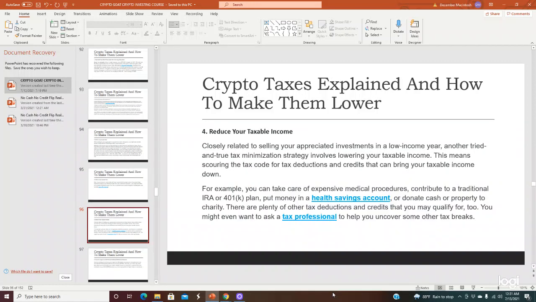So also, reduce your taxable income. Closely related to selling your appreciated investments in a low income year, another tried and true tax minimization strategy involves lowering your taxable income. This means scouring the tax code for tax deductions and credits that can bring your taxable income down. For example, you can take care of expensive medical procedures, contribute to a traditional IRA or 401k plan, put money in a health savings account, or donate cash or property to charity. There are plenty of other tax deductions and credits that you may qualify for too. You might even want to ask a tax professional to help you uncover other tax breaks.